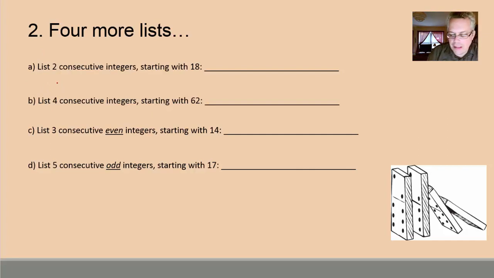So 2 consecutive integers. I didn't say even or odd, so consecutive integers starting with 18. So we have 18 and 19. So remember, integers are the numbers without decimals. They can be positive and negative, like -3, -2, -1, 0, 1, 2, 3, etc. So all the numbers that don't have a decimal.